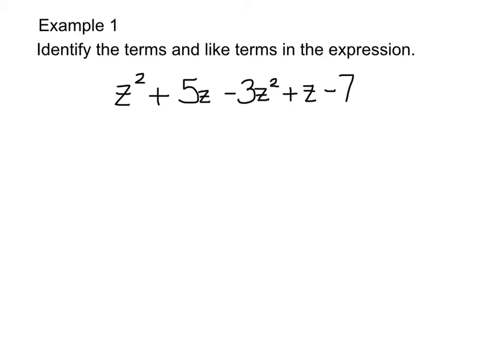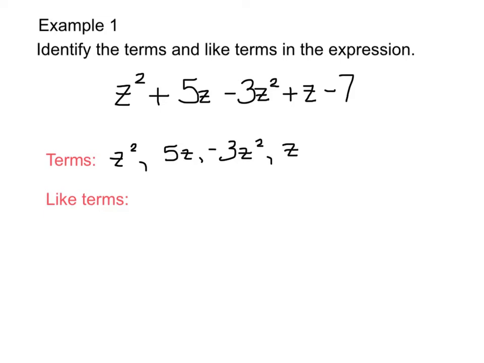So let's first write all the terms. So the terms, we have to identify all of the terms. Well, we have 5 of them. We have a z squared. We have a 5z, we have a -3z squared, we have a z, and we have a negative 7. Those are our terms. Well, the like terms are terms with the same variable with the same power.